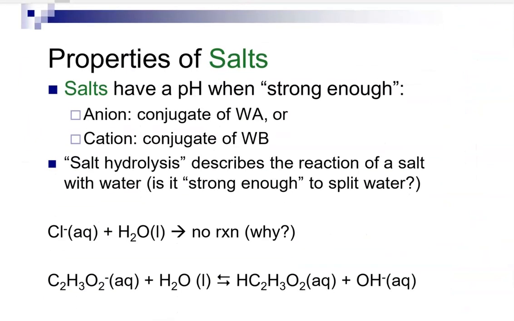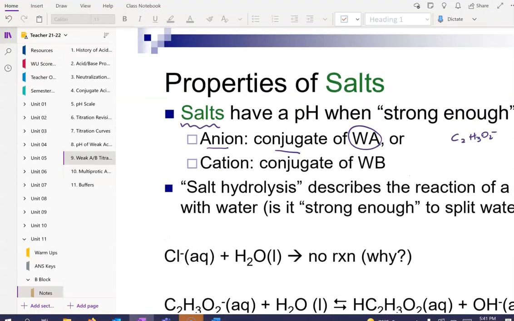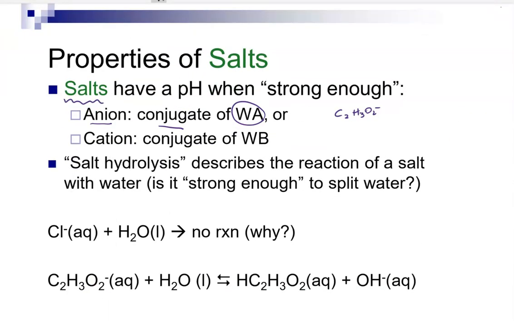So we've already mentioned this a little bit, but the salt would have a pH when the anion is the conjugate of a weak acid, like the acetate ion. We call this salt hydrolysis when a conjugate is strong enough to break water. So if you think about the word hydrolysis, hydro means water, and lysis is to split apart. You might have heard in biology of an organelle called the lysosome. The lysosome is a place that can degrade.